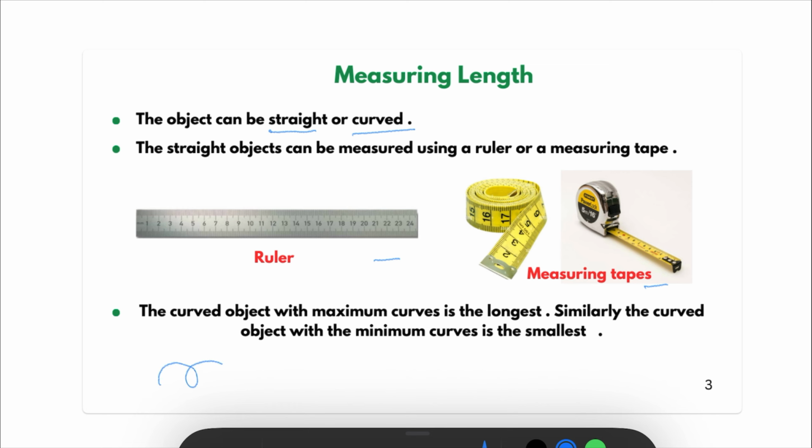Suppose a wire has 3 curves and another wire has 5 curves. So whose length is more and whose length is less? The wire having the least number of curves is the smallest in length and the wire having more curves is the longest one. By counting the number of loops or curves, you can easily know the length of the wire or the object.